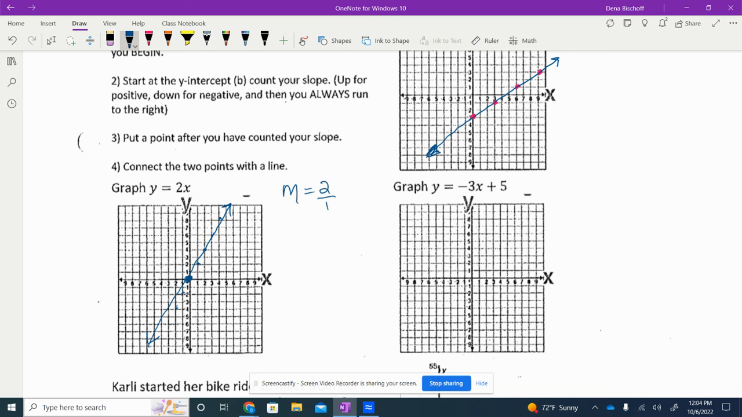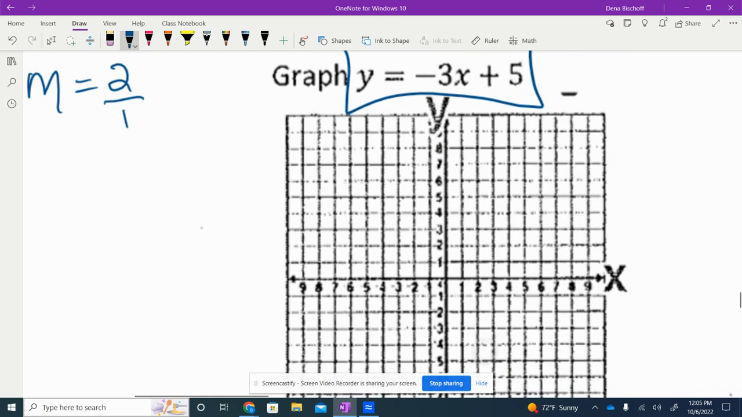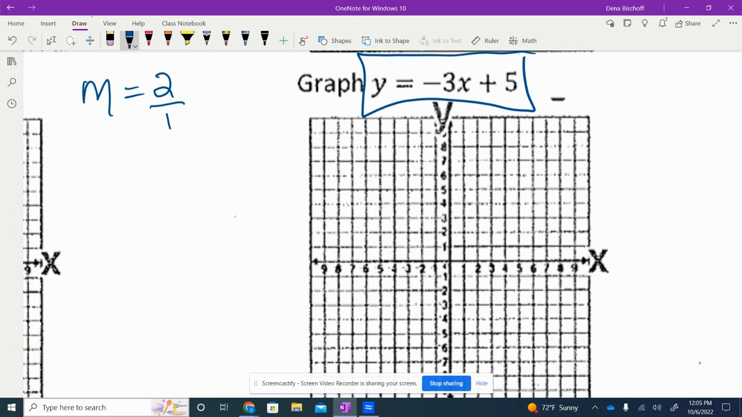All right, Aiden, where do you want to begin on the last one? Y equals -3x plus 5. Where do you begin? You begin at the +5. Let's talk about what my slope of -3 means. Corbett, tell me what that means. You're going to go down 3 over 1.